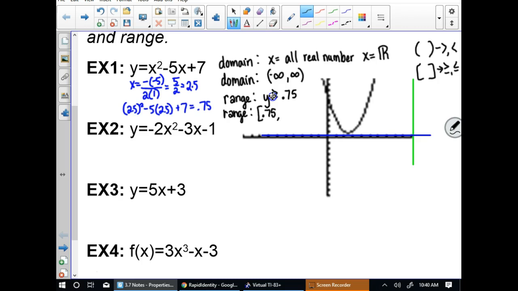And then that just goes up and up and up forever. So what number am I going to? Infinity. And always use a parentheses with infinity because you can't ever actually get to infinity. You can't include infinity because you can't actually get there. So that is your interval notation.